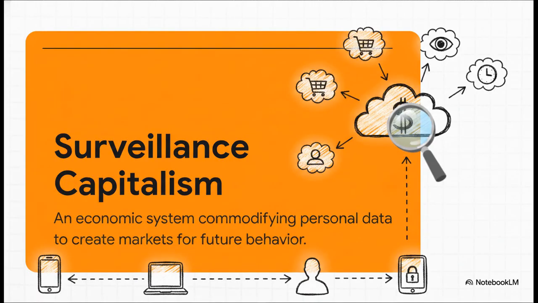And all of that captured attention fuels an economic system known as surveillance capitalism. The crucial thing to understand here is that your personal data isn't just a byproduct of using these apps, it is the core commodity. By relentlessly tracking your habits, these systems aren't just figuring out who you are today, they are actually creating markets for future behavior. They're predicting what you'll click on, what you'll buy, and even what you might believe tomorrow.